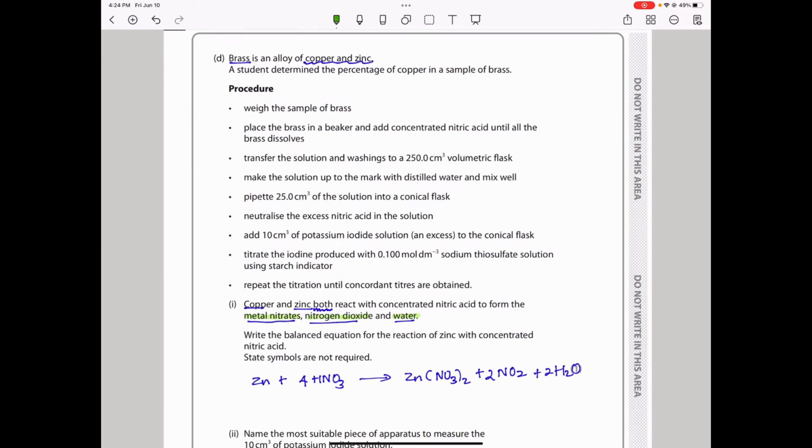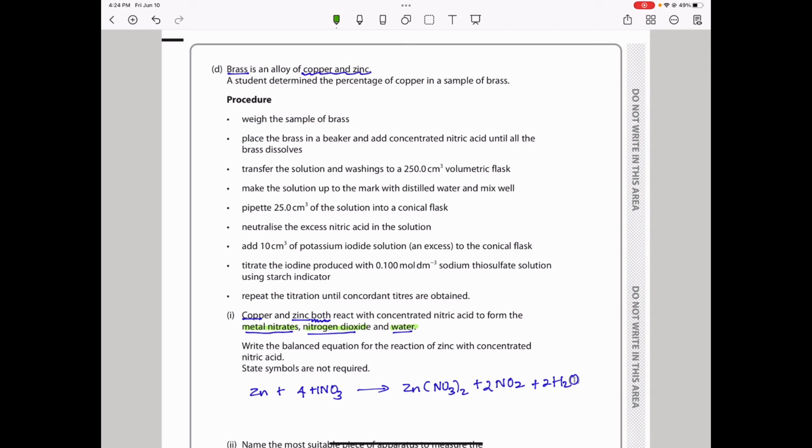We go to the next part, which says, brass is an alloy of copper and zinc. A student determines the percentage of copper in a sample of brass. Let's see the procedure. Weigh the sample of brass, place the brass in a beaker, and add concentrated nitric acid until all the brass dissolves. Transfer the solution and washings to a 250 cm³ volumetric flask. Of course, this is making a standard solution. And make the solution up to the mark with distilled water and mix.